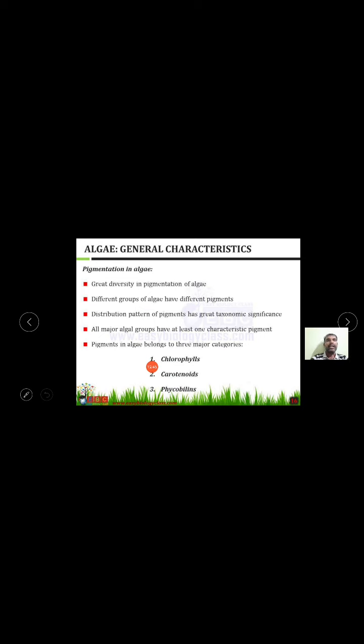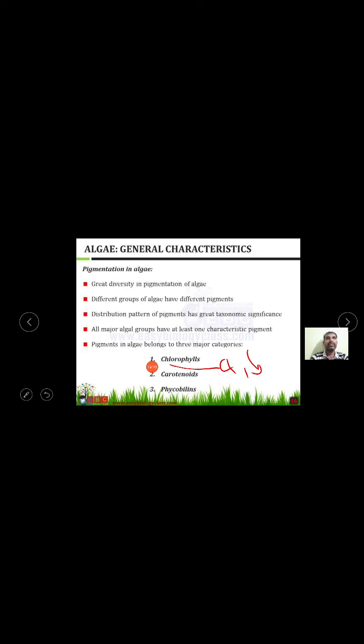In algae, chlorophyll A is a universal pigment, very important for MSc. Next, I can explain these chlorophylls: A, B, C and up to D. Chlorophyll A and chlorophyll B are present in the chlorophycean members, the green algal members.